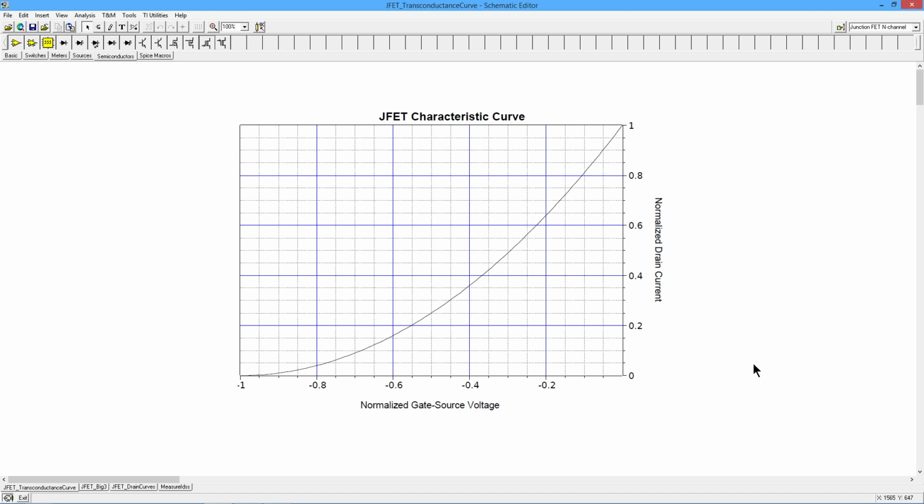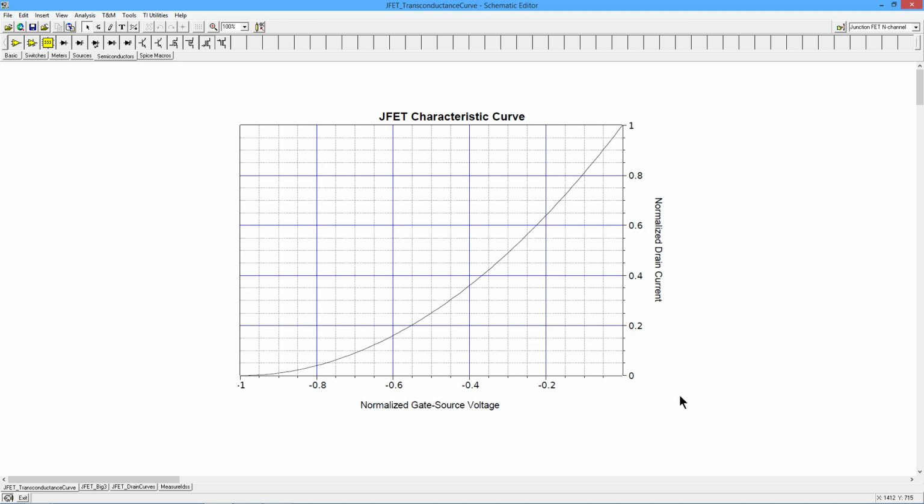So there's three parameters we really care about when it comes to biasing and then doing the AC analysis so we can find things like voltage gain. The first one would be the off voltage, VGS off. What I have plotted here is a normalized gate source voltage. In other words, -1 over here means 100% of VGS off, so this is VGS off back to 0 volts.